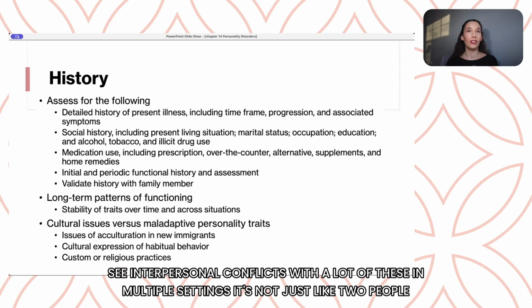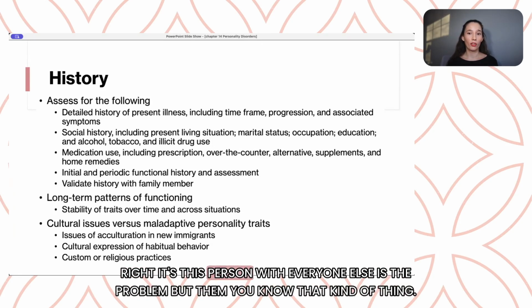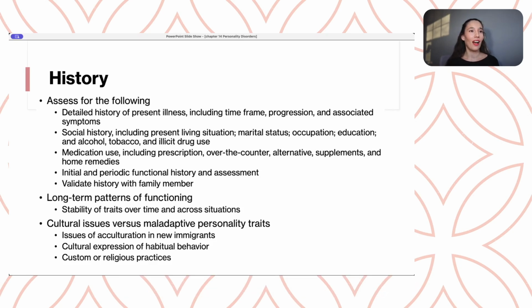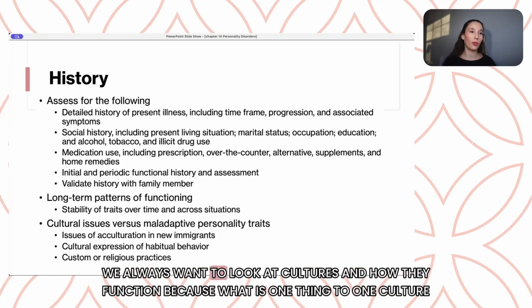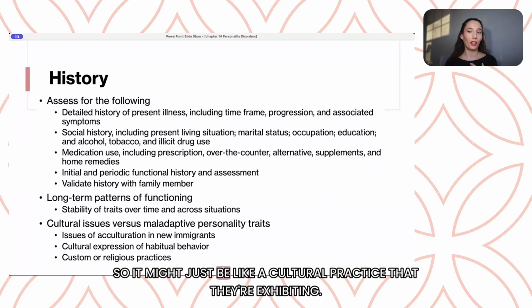Again, you're going to see interpersonal conflicts with a lot of these in multiple settings. It's not just like two people, right? It's this person with everyone else is the problem but them, that kind of thing. And cultural issues versus maladaptive personality traits. We always want to look at cultures and how they function, because what is one thing to one culture is something different to another. So it might just be like a cultural practice that they're exhibiting.